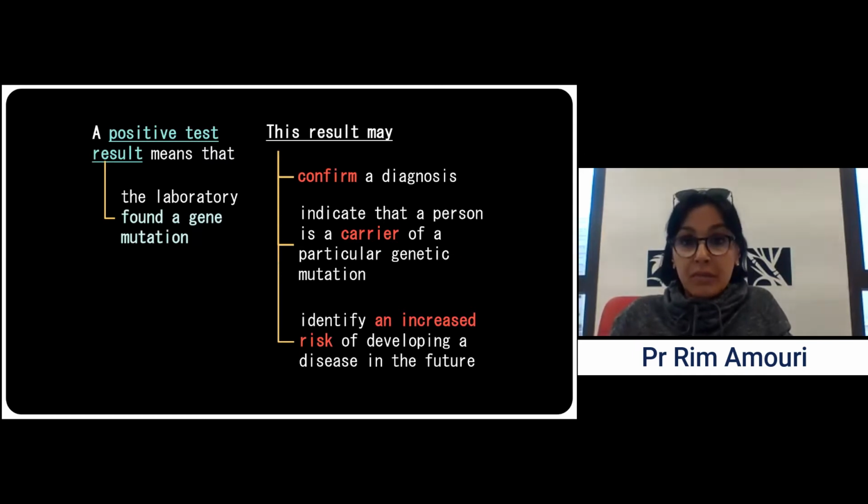A positive result means that the lab found a gene mutation, and depending on the purpose of the test, the result may confirm that a person is a carrier of a specific mutation, or identify increased risk of developing a disease in the future, or suggest a need for further testing. A positive test result may also have implications for certain relatives of the person testing.